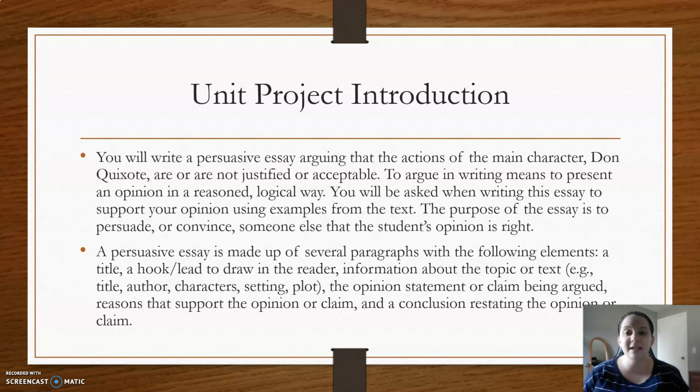So a persuasive essay is made up of several paragraphs with the following elements. It has a title, a hook lead to draw in the reader, information about the topic or text, an opinion statement or claim that's argued, reasons that support your opinion or claim, and a conclusion that restates the opinion and claim. And we're going to break this down throughout the unit, so don't think you're going to have to write this all at once. We're going to break it down as we go through.